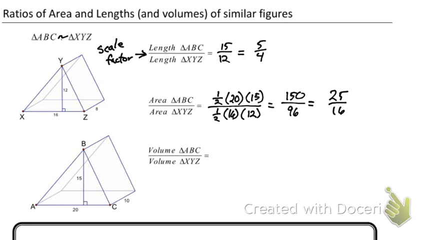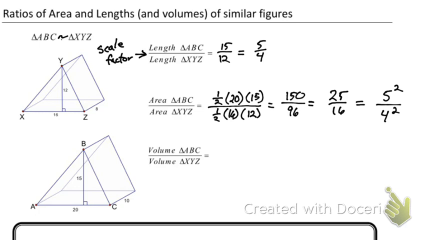Now look back at your scale factor and your area ratio. What's similar about your scale factor and your area ratio? Yeah. Not double, but squared. Yep, it's going to be squared. That's going to equal 5 squared over 4 squared. So your scale factor squared is going to be now your area ratio.